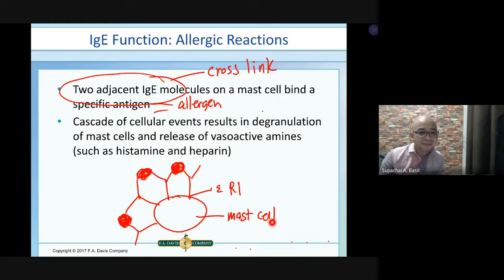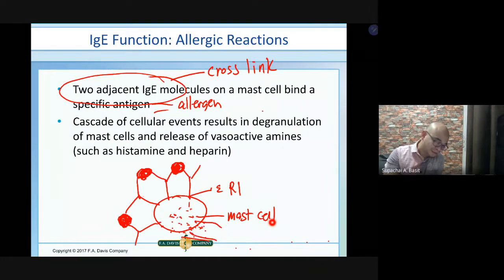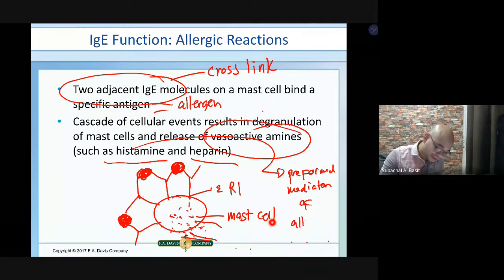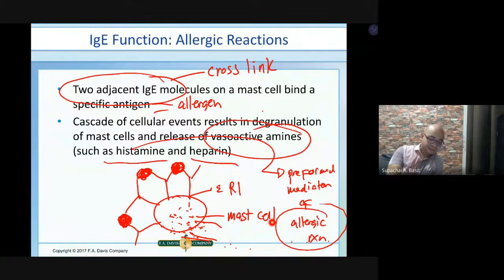So a cascade of cellular events results in the granulation of mast cells, and the granulation of mast cells will cause the release of vasoactive amines, mostly histamine and heparin. Histamine is the most common preformed mediator of allergic reaction. So when our IgE on the mast cells cross-links, histamine is released from the mast cells, and symptoms of allergic reaction will start to occur. That is why we take antihistamine.